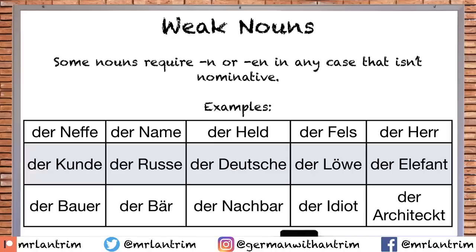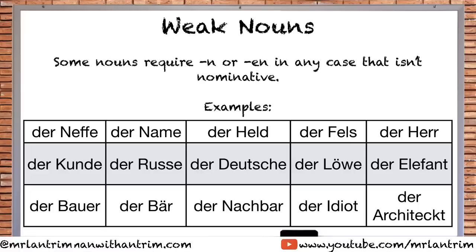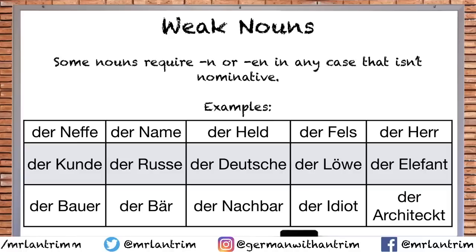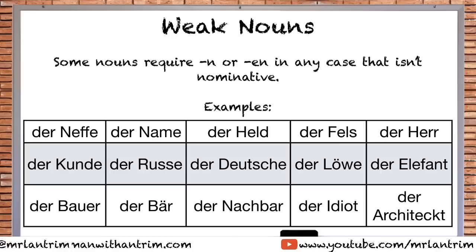These other ones here don't actually have an E already on there, so we add an extra E, or with one exception. Der Held becomes den Helden. Der Fels becomes den Felsen. Der Elefant changes to den Elefanten. Der Bauer and der Herr, on the other hand, and der Nachbar, for that matter, those all add just an N, so den Herrn. Den Bauern, den Nachbarn.